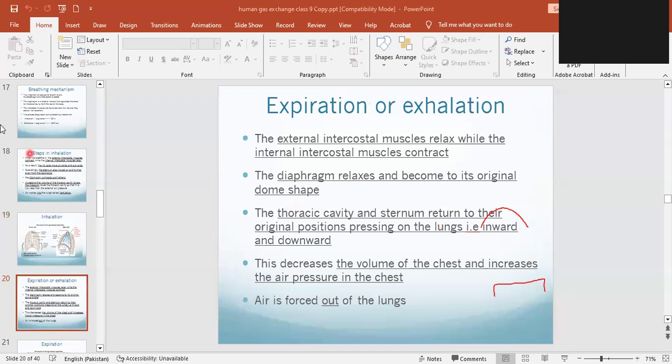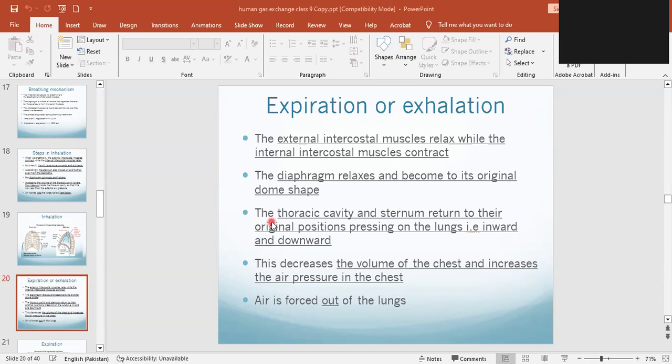What happens in expiration? Whatever was occurring in inhalation, all is opposite of it. How? The external intercostal muscles will now relax and the internal intercostal muscles will contract. The diaphragm will relax and come back to its original dome shape. The chest cavity will now move downward and inward, meaning there is lesser volume but higher pressure, and this higher pressure in the lungs allows the air to push outward, right?